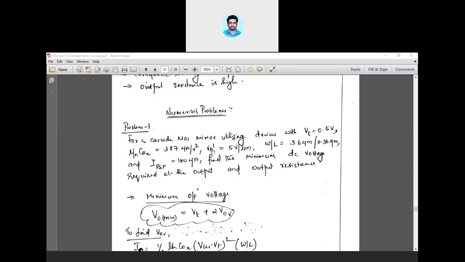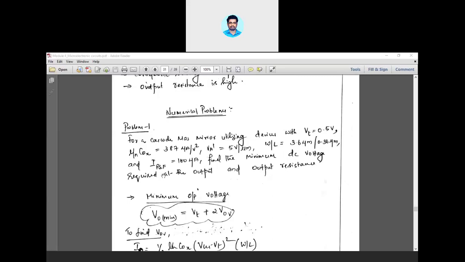Va dash is the early voltage. It is Va dash, meaning early voltage per unit length. That is 5 volt per micrometer. This is the aspect ratio W by L. I reference is being given. You have to find the minimum DC voltage required at the output and the output resistance.